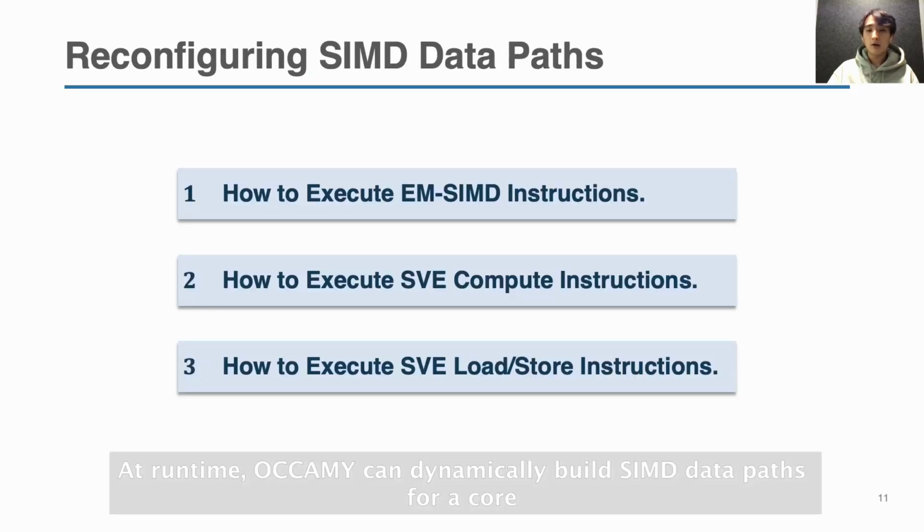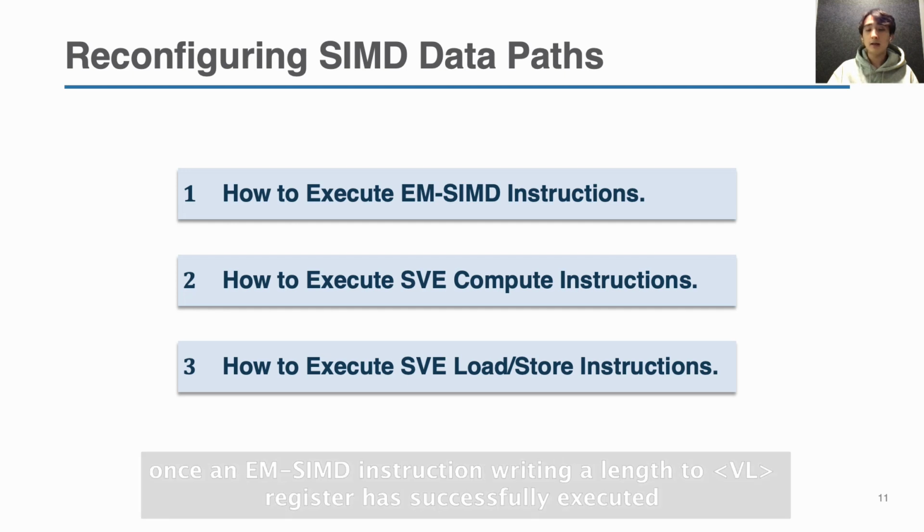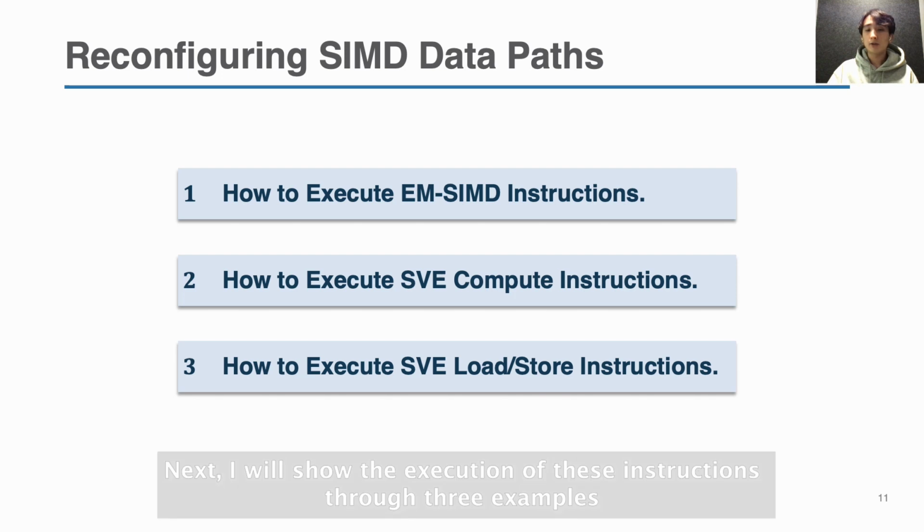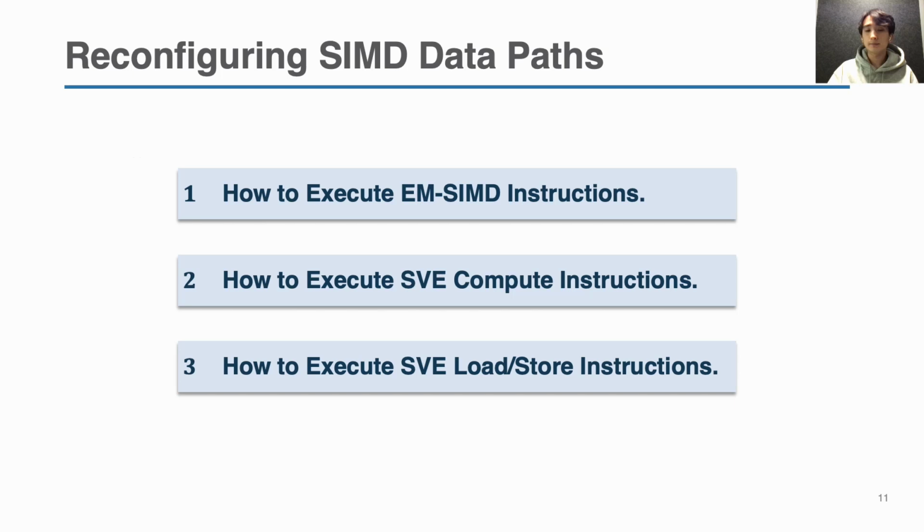At runtime, OCCAMY can dynamically build assembly data paths for a call once an EM assembly instruction writing a length to a VL register has successfully executed. After that, both assembly compute instructions and load store instructions will be executed at this length. Next, I will show the execution of these instructions through 3 examples.